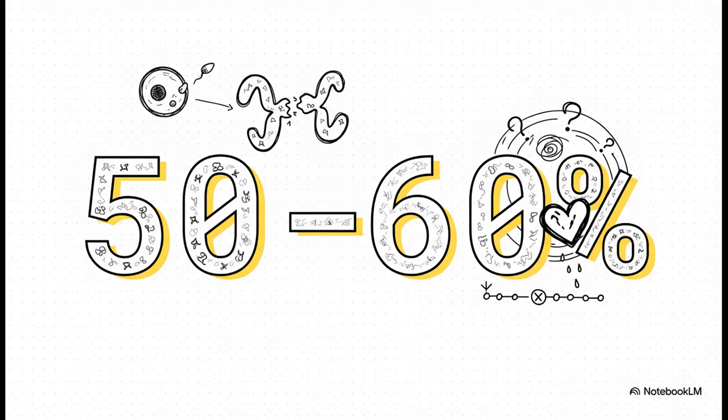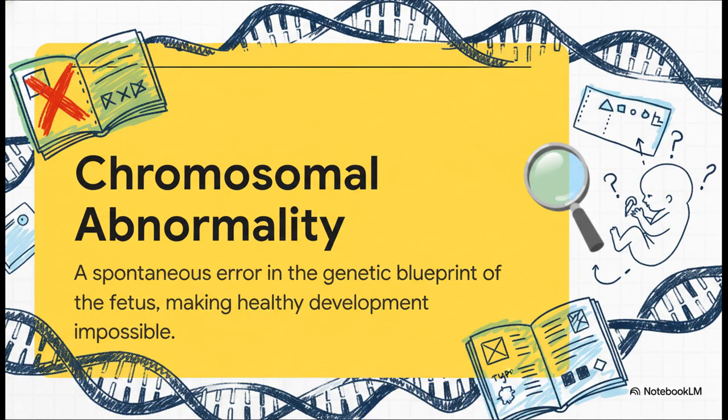at conception. So what exactly is a chromosomal abnormality? Well, the best way to think about it is like a major typo in the instruction manual for building a healthy baby. If those core instructions, that genetic blueprint, are fundamentally flawed, the embryo just can't develop correctly, and the pregnancy very naturally comes to an end.